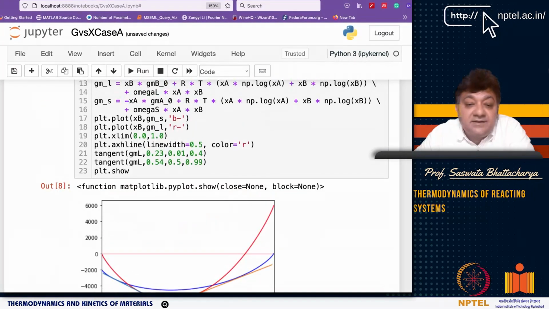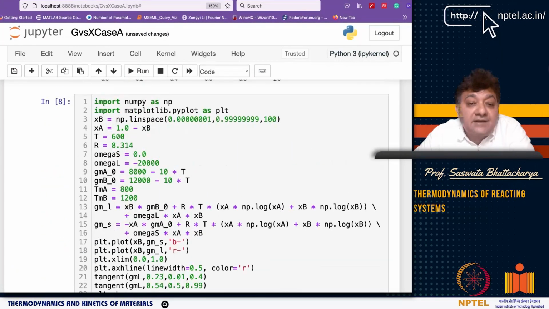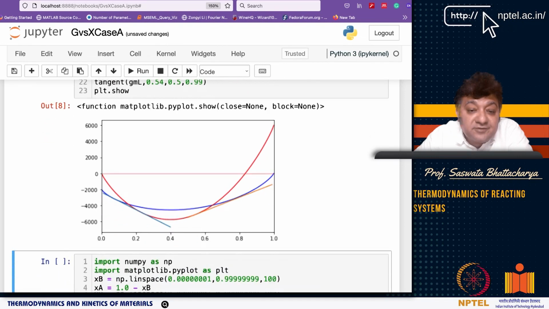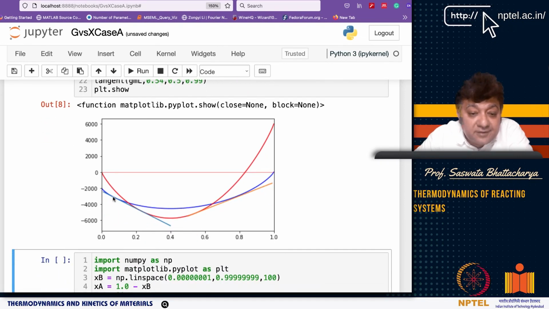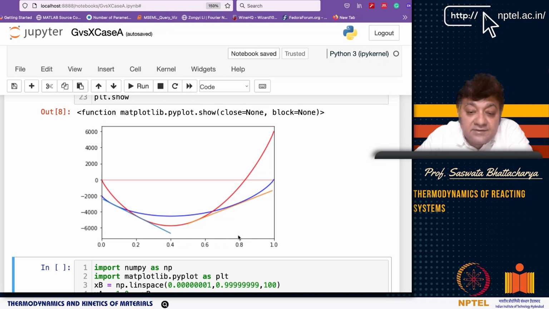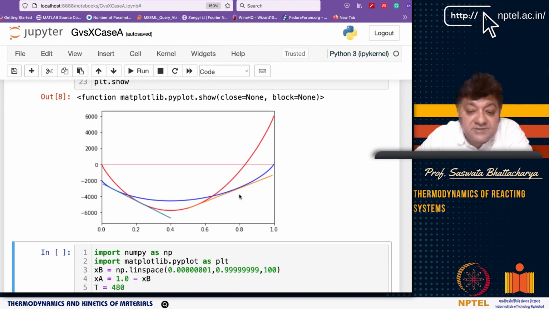As you can see here, at 600 Kelvin you have a two-phase coexistence, which is between, say, a liquid composition of 0.23 and a solid composition of around 0.1 or so. And then on this other side, you have another solid-liquid coexistence, for the liquid composition of 0.54, somewhere here, and this is at some solid composition of 0.8, right?